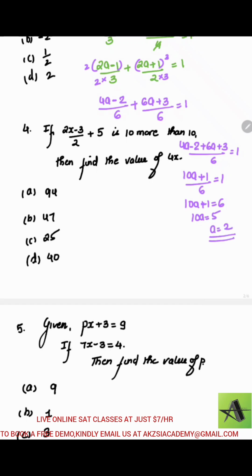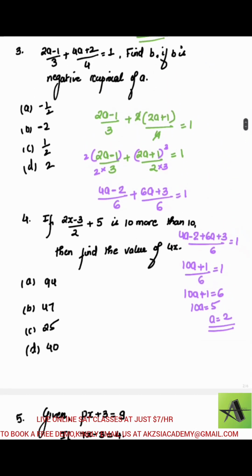Now b is the negative reciprocal of a. So negative reciprocal means the numerator goes in the denominator and the denominator comes in the numerator. So the reciprocal of a is 1 over a, that is 1 over 2. And negative reciprocal means negative here. So the answer is negative half.